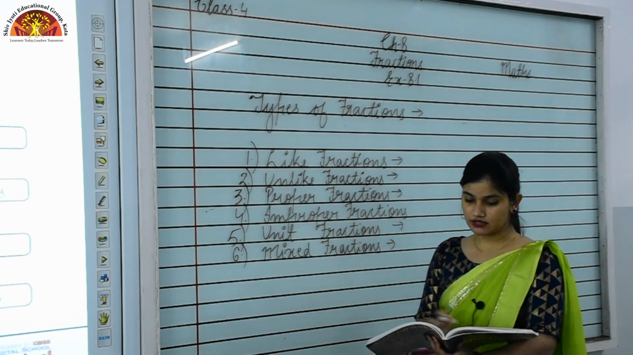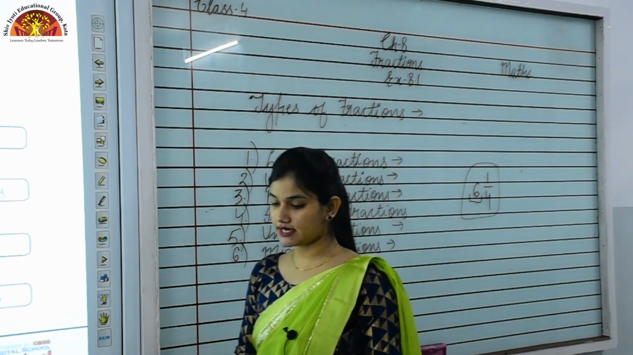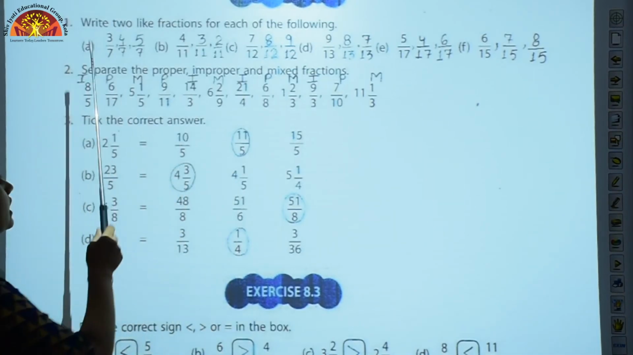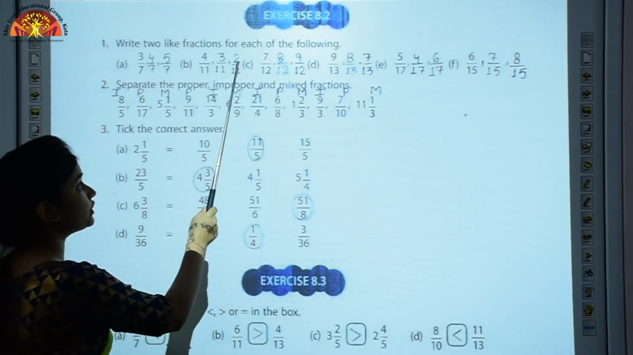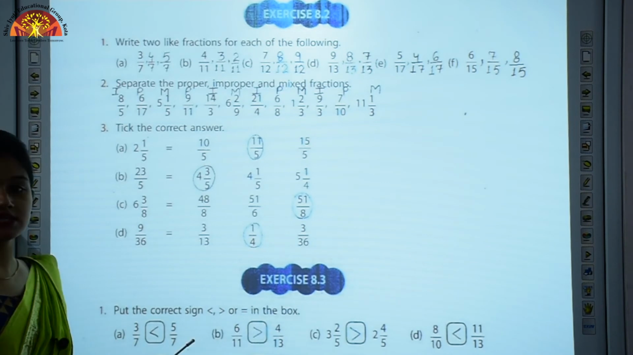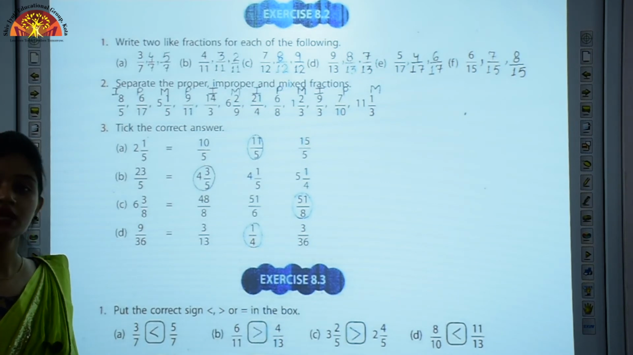Now we will start the bookwork of this exercise, exercise 8.2. So here students, question number 1 is: write 2 like fractions for each of the following. So what are like fractions? If the denominators are the same, the fractions will be like fractions.